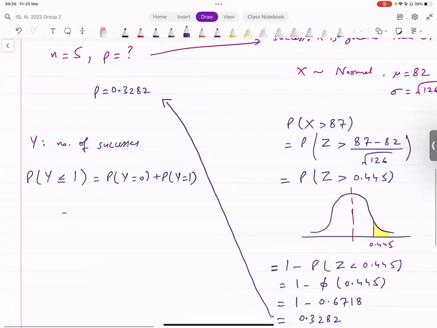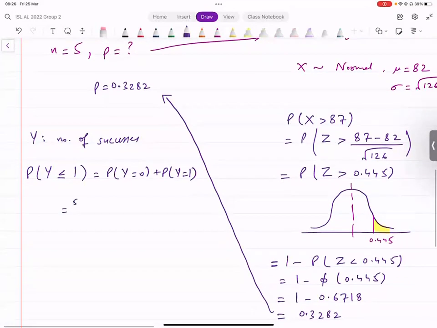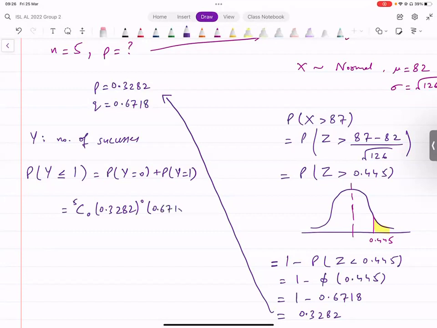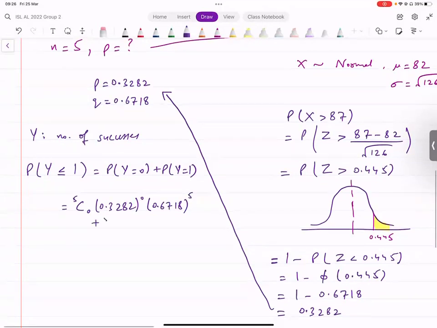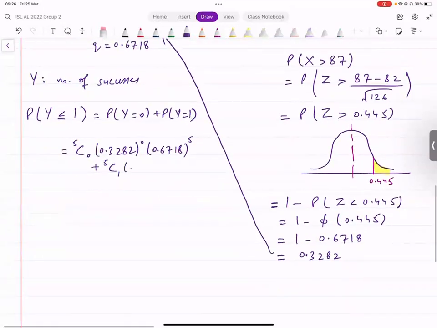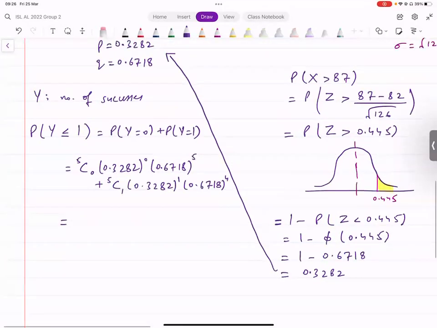Binomial का formula में पता है nC0, so 5C0 into probability of success, that's 0.3282 raised to power 0 into probability of failure. Failure की probability यहाँ पे क्या आती है? 0.6718. 1 में से minus कर दिया. 0.6718 raised to power 5 plus 5C1 into 0.3282 into 0.6718 raised to power 4. You just add those probabilities, we'll get your result.